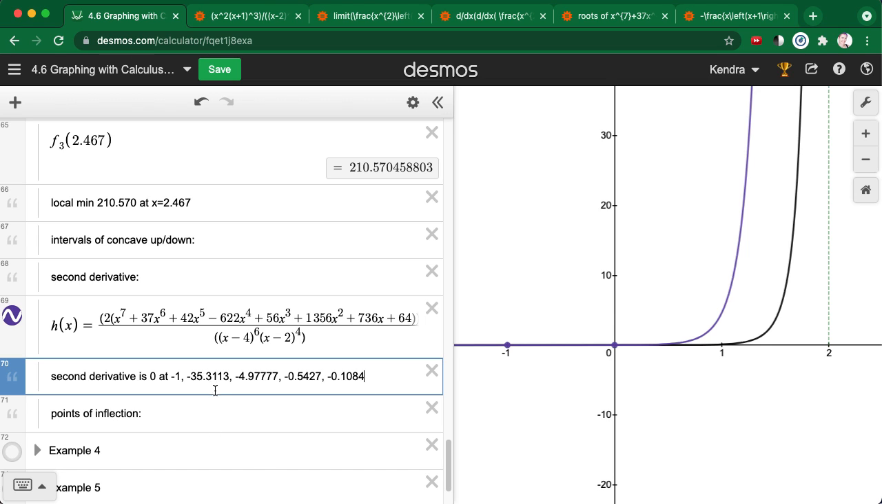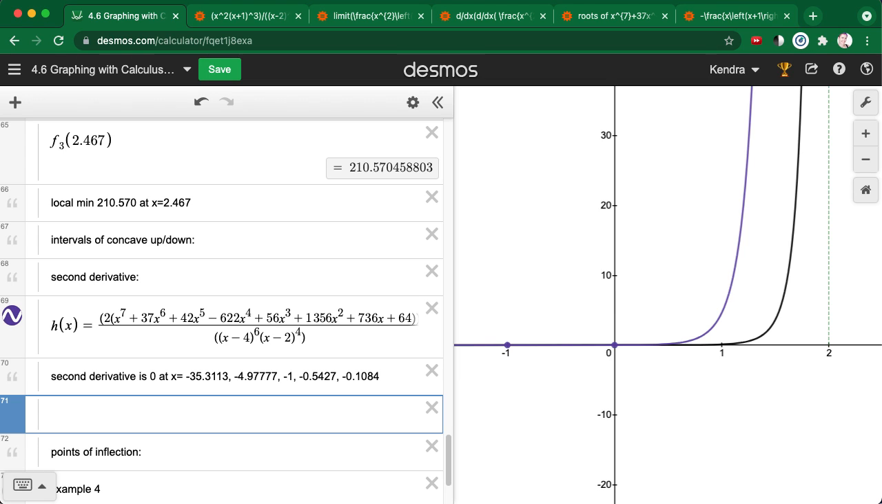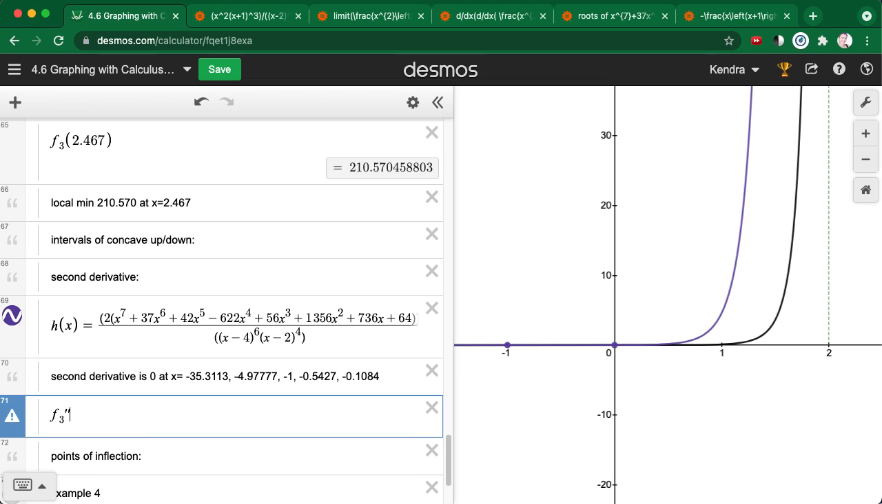Okay, I am going to put these in ascending order, so take that out and put it here. -4.9 is next. -1, -0.5, -0.1. Okay. So I am going to ask Desmos to calculate h of values between these, and I can also ask it to calculate f3 double prime of values.